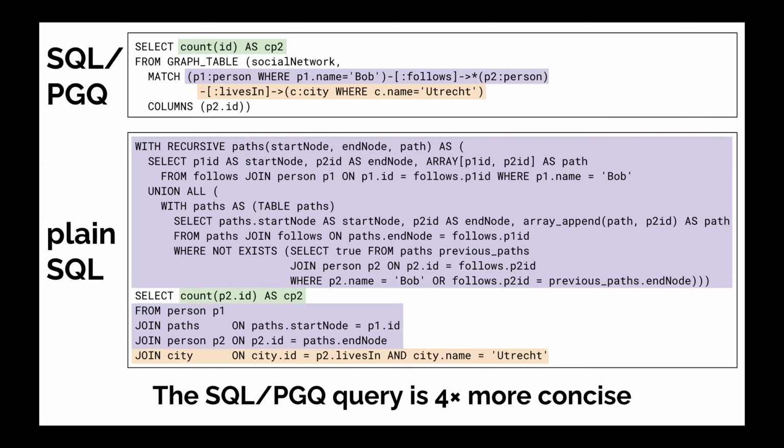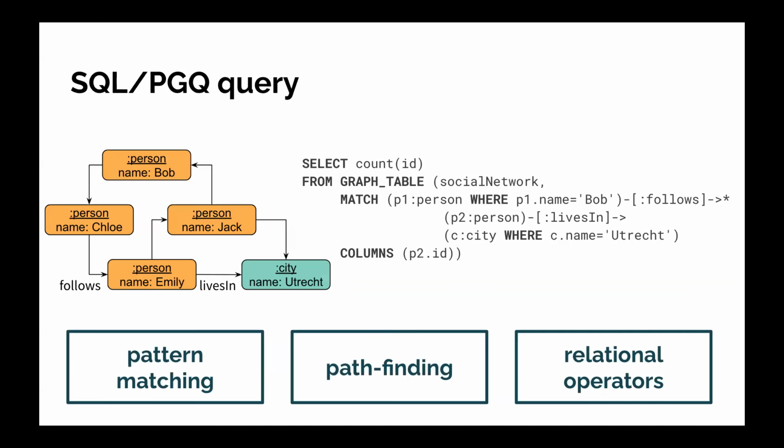Okay, so it becomes shorter. Yeah, it's nice to have another standard, of course. Now that we have this, it can do pattern matching, it can do path finding, and it can also do your good old relational operators. You can have filters, you can have aggregations, all that. So it's great. So now we have this new query language.